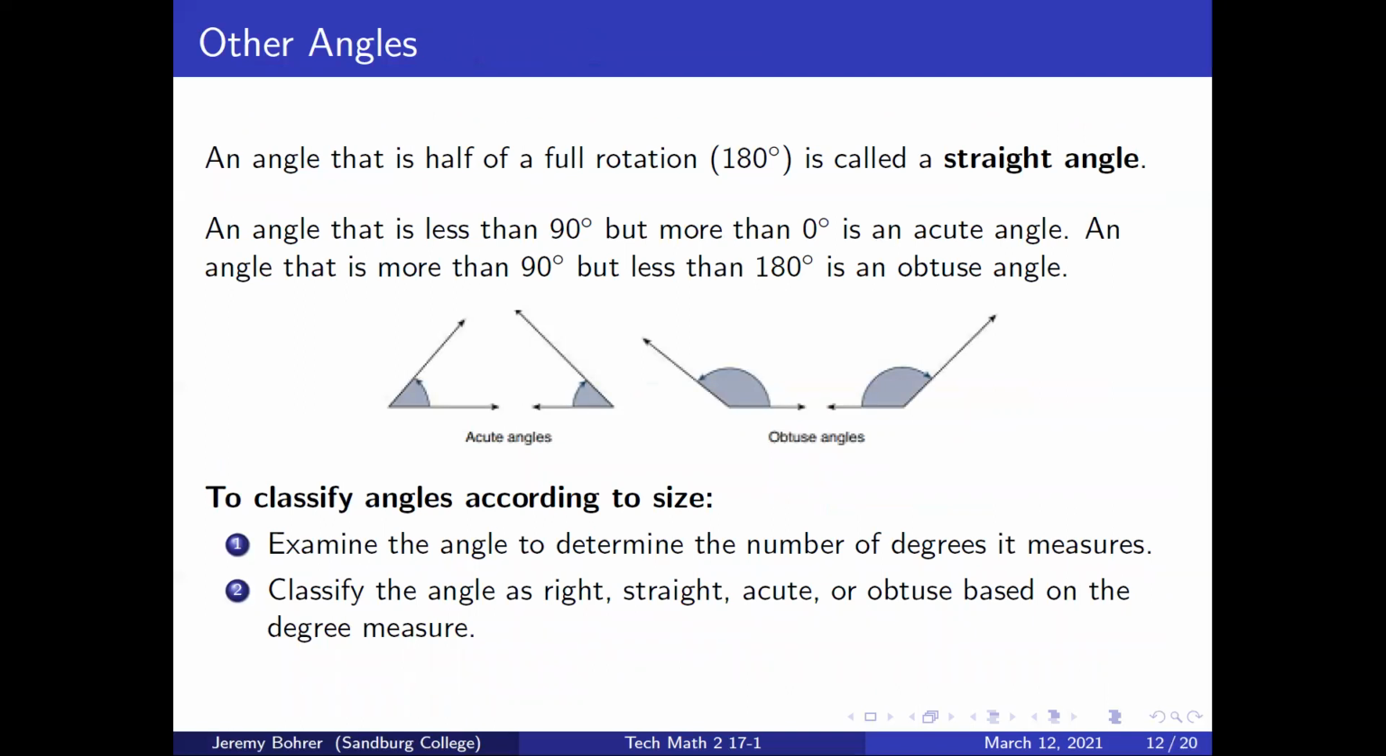An angle that is half of a full rotation, 180 degrees, is called a straight angle. An angle that is less than 90 degrees but more than 0 degrees is an acute angle. An angle that is more than 90 degrees but less than 180 degrees is an obtuse angle. To classify angles according to size, first examine the angle to determine the number of degrees it measures, approximately. Then classify the angle as right, straight, acute, or obtuse based on the degree measure.